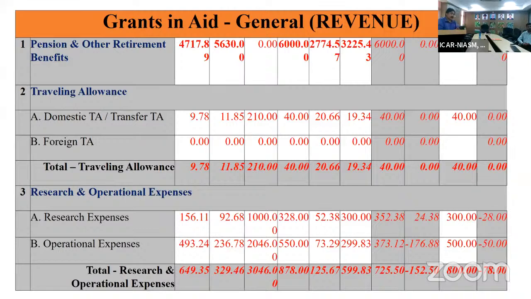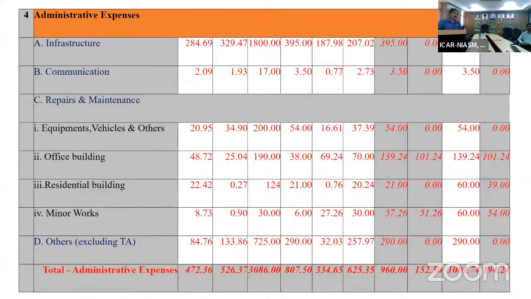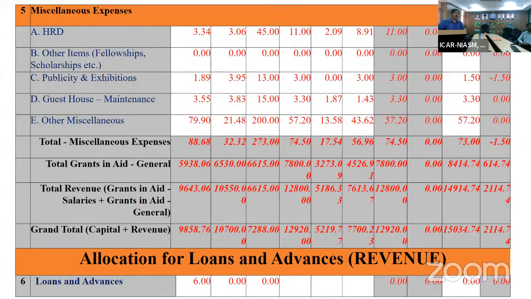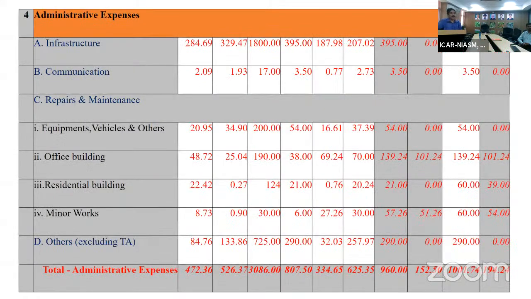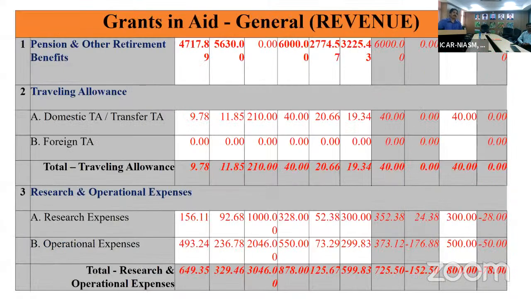Okay? Under granting net general, so many subheads are there. One is pension and other retirement benefits. Second is TA. Third one is research and operational expenditure. Like this. This is administrative expenditure. Okay. Like these are the heads. Here also some restriction is there. Means TA budget.